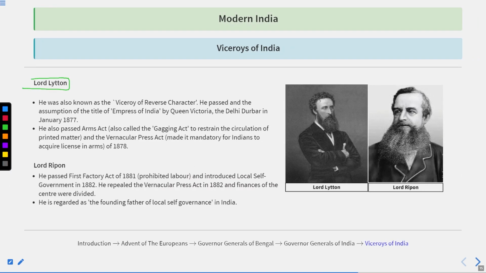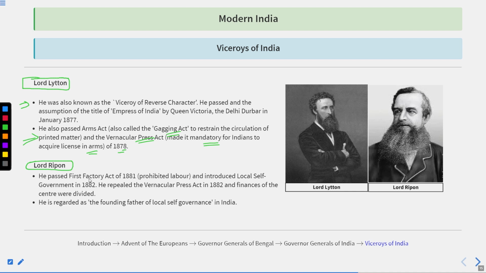Then comes Lord Lytton. He was also known as the Viceroy of reverse character, and he passed an assumption of the title of Empress of India by Queen Victoria. The Delhi Darbar in January 1877 was organized during his reign. He also passed the Arms Act, also called the Gagging Act, to restrain the circulation of printed matter, and the Vernacular Press Act, which made it mandatory for Indians to acquire a license for arms, of 1878, was also passed during his time.